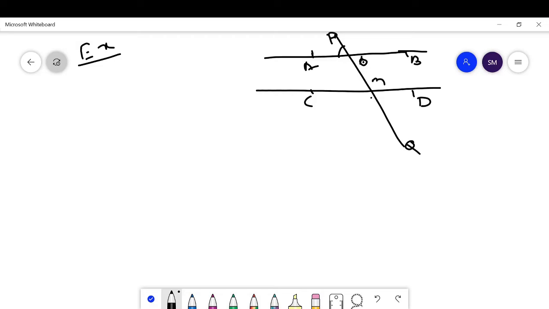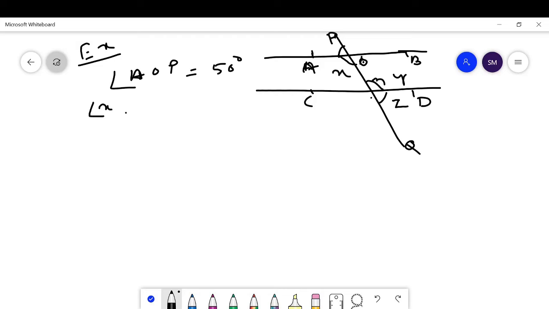Angle AOP measures 50 degrees. Then we have to find out the measure of angle X, angle Y and angle Z. Okay. Here AOP is 50 degrees, and we have to find the measure of angle X, angle Y and angle Z.